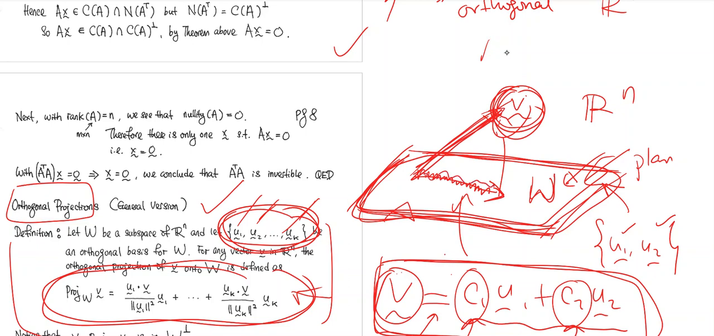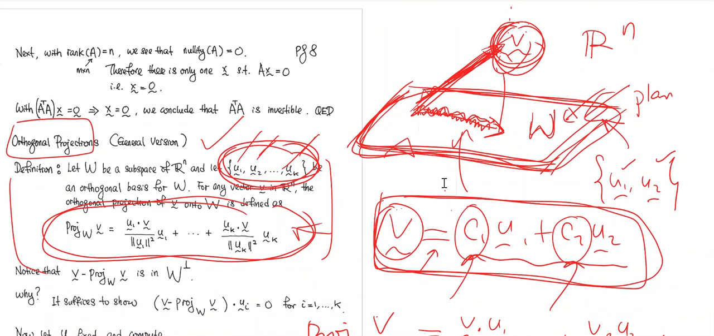When you do this casting the shadow business, nowadays you probably don't have a torchlight, but you have an iPhone, and you switch on the light. The light from your iPhone will hit this solid object V, and it will cast a shadow. That shadow is a projection of V onto W. You can think of it like that.